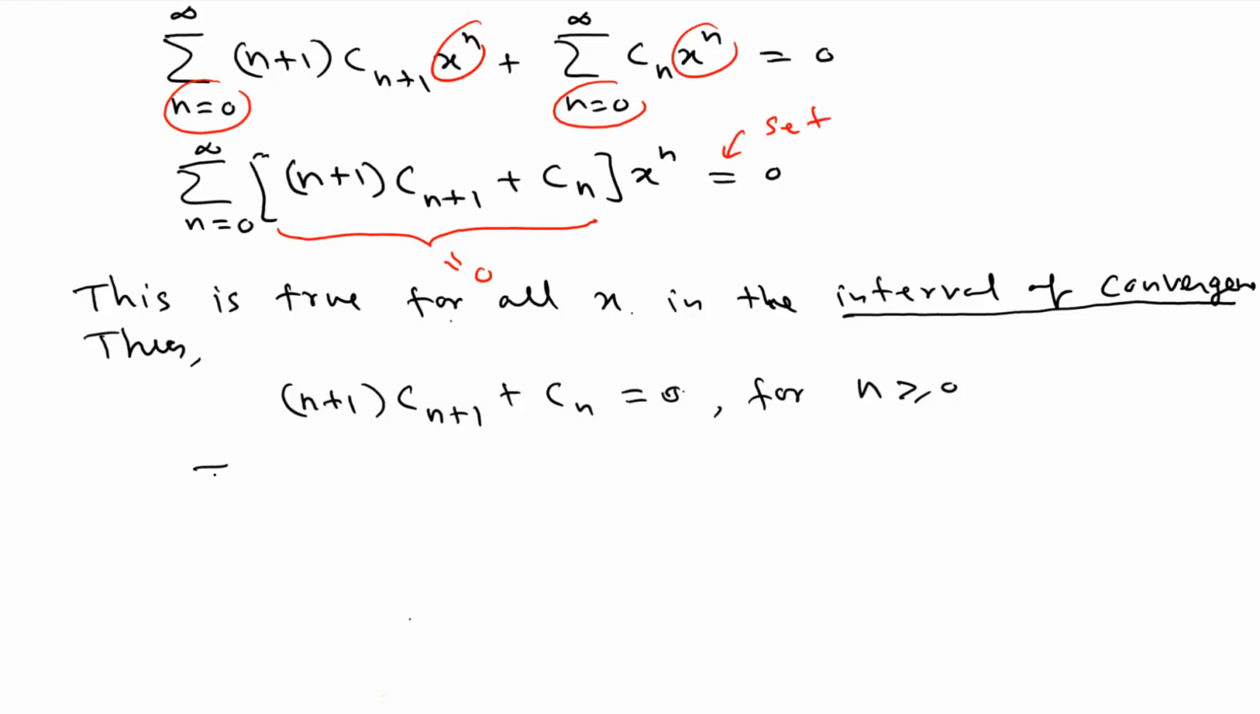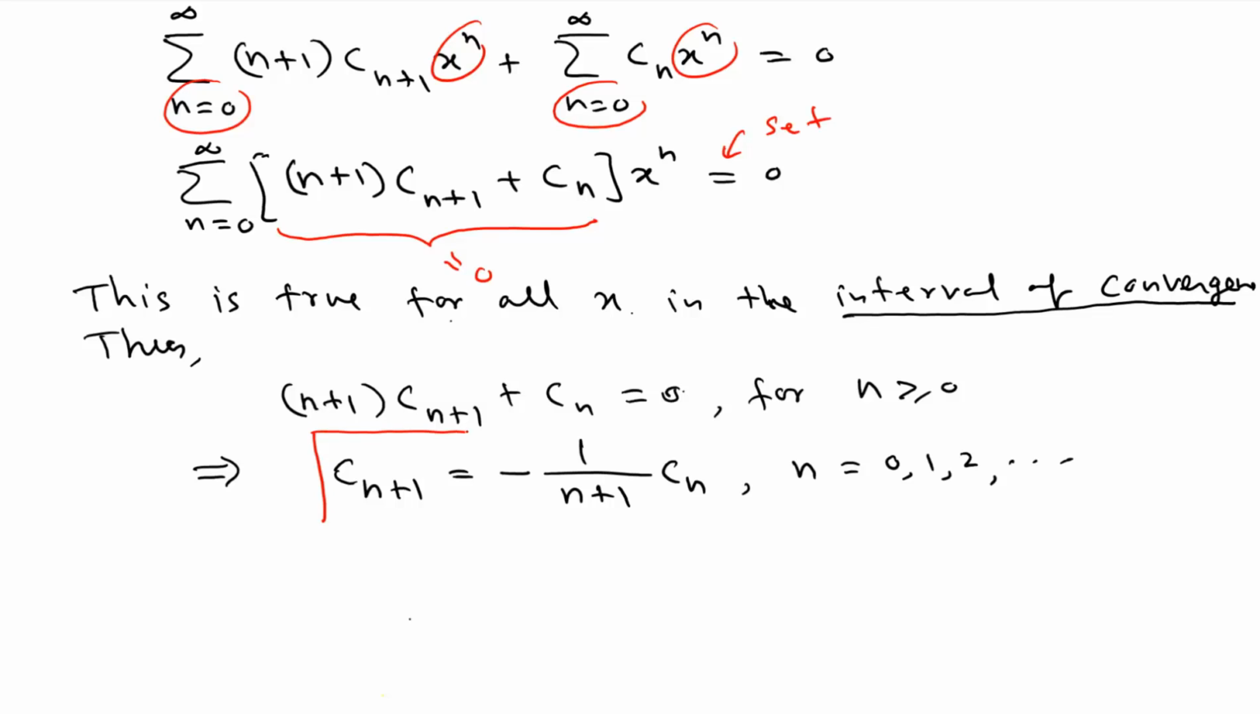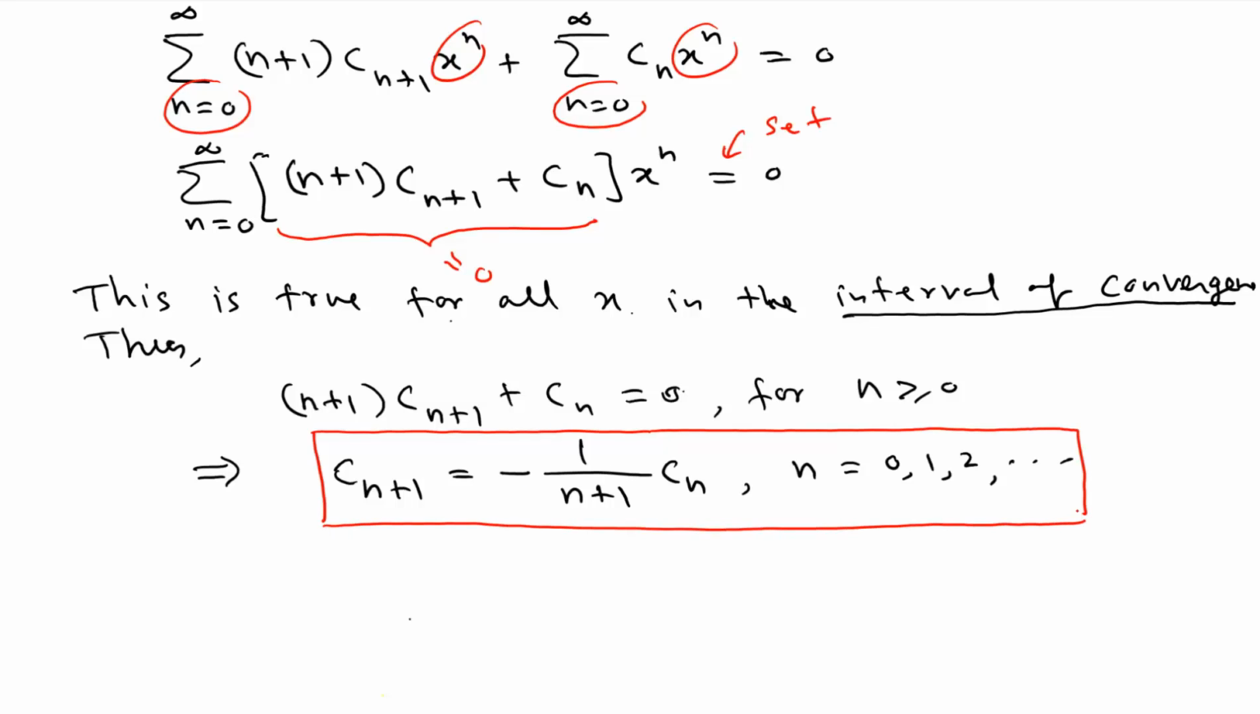So this says that c_{n+1} is equal to negative 1 over n plus 1 times c_n. So you bring c_n to the other side and divide by n plus 1. And then you can see that this is true for all n starting with 0, 1, 2, 3 like that. We call this kind of relation a recurrence relation. Why? Because you can apply the same relation again and again.